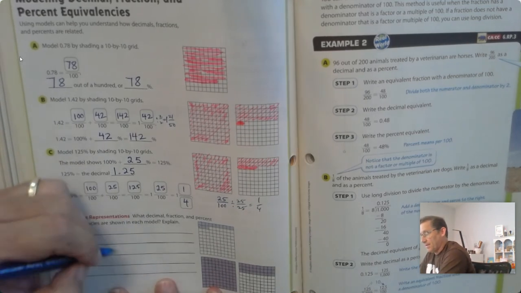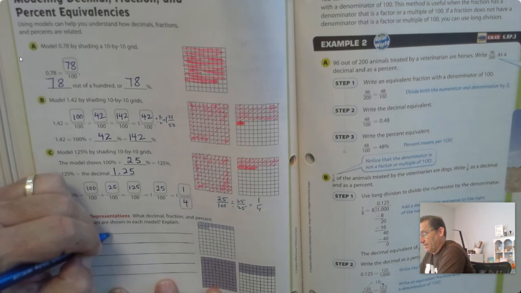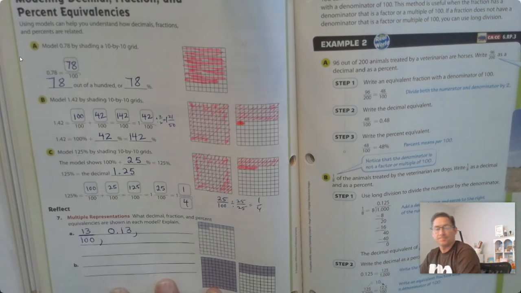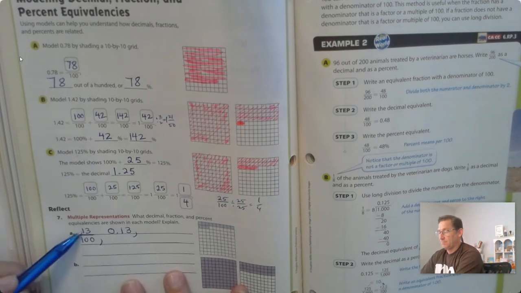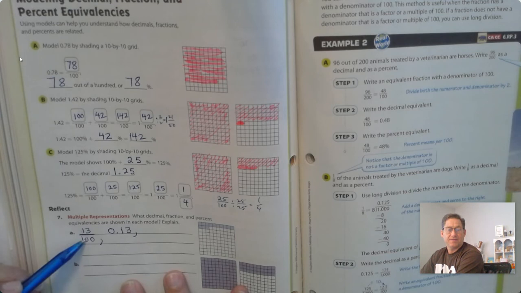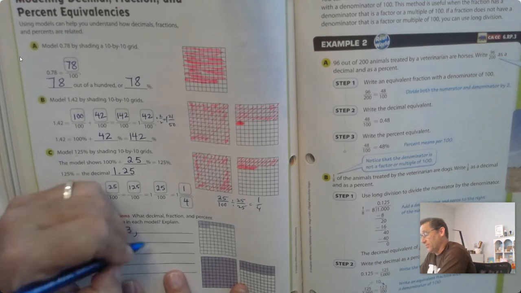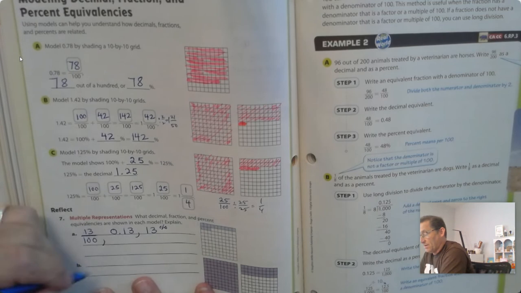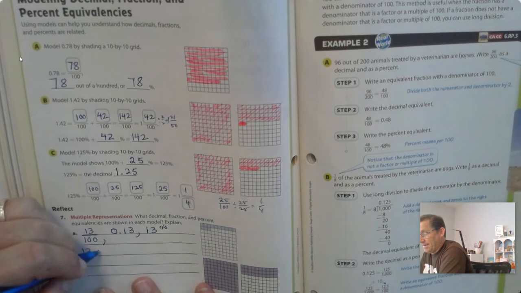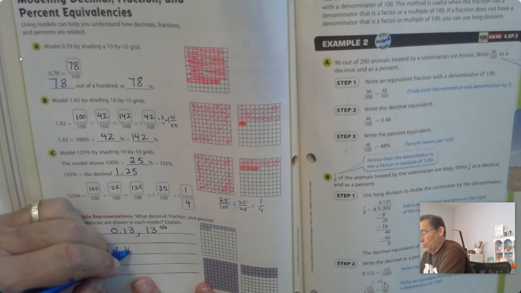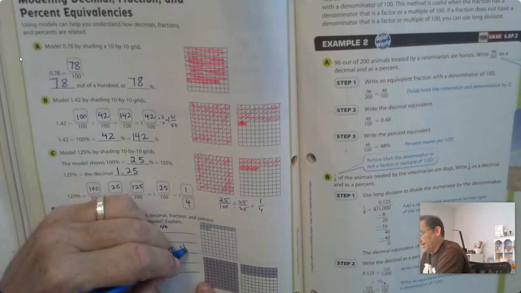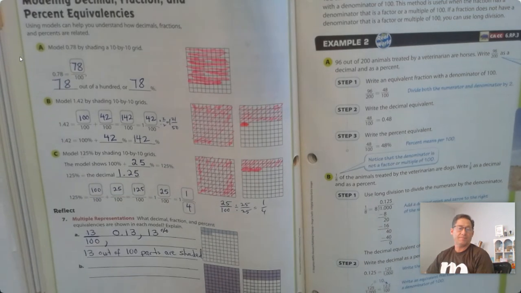Well, then as a decimal, that would be 0.13. And as a percent, percent means per 100. So 13 100ths would be 13%. And we can say 13 out of 100 parts are shaded to explain that idea. Okay.